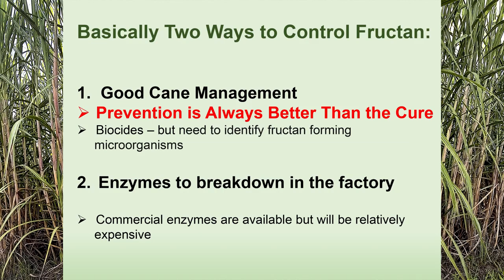But we're working with Dr. Giovanna Aita, a microbiologist at Audubon, and one of the things we need to do is identify which microorganism is forming this fructan. Otherwise, we're just stabbing in the dark, and that really doesn't make any sense. The other thing is an enzyme like we use for dextranase, but again, we say good cane management is always better than adding the dextranase, but in some instances, Mother Nature takes over and there's nothing we can do, and then dextranase does represent a tool. There is a commercial enzyme out there that we think can break down the fructan, but it will be more expensive than good cane management.